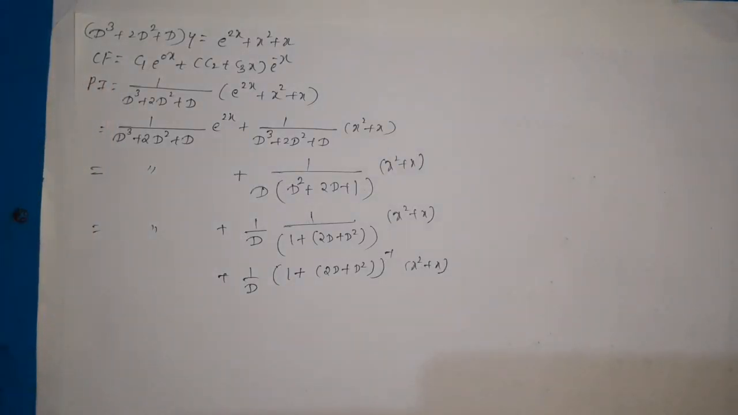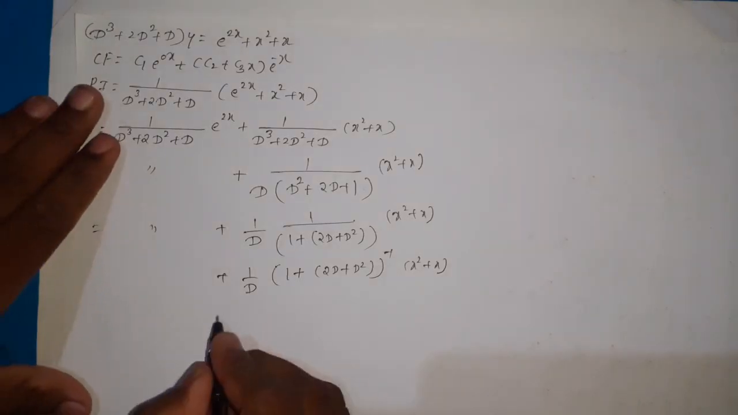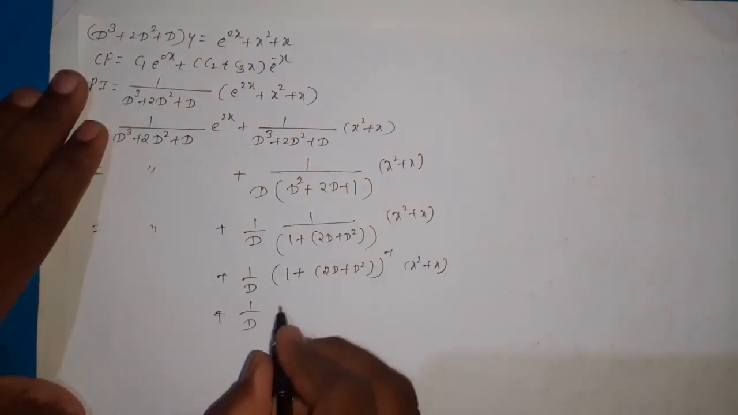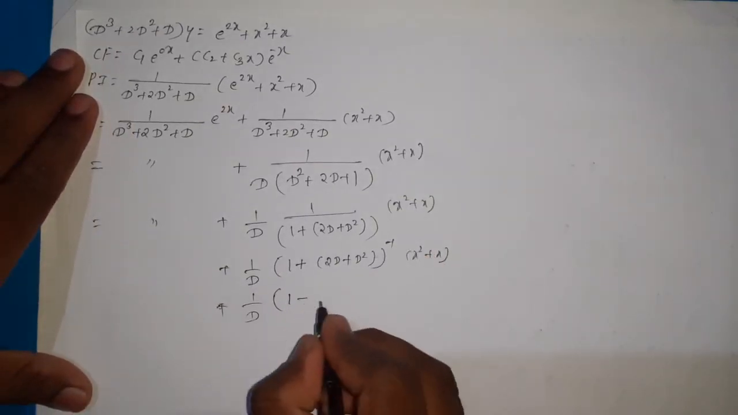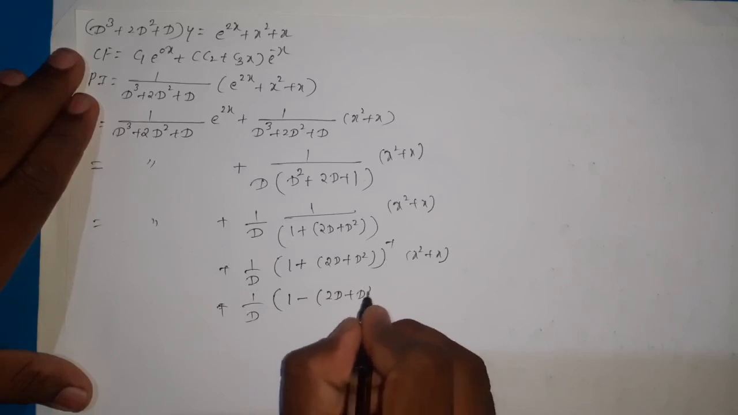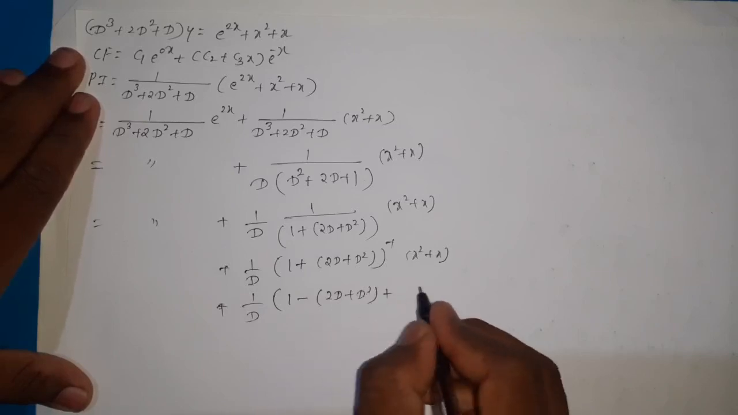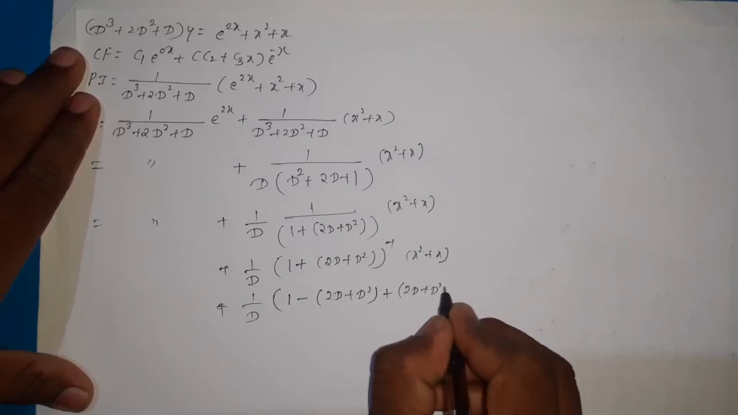So here in the given function the highest power of x is 2, so therefore in the expansion also we have to consider the highest power of D equal to 2, and the remaining terms should be excluded, because the highest power of D should be equal to 2 only. Then it is 1 divided by D into 1 plus x whole power minus 1, that is 1 minus x, right, plus x square, that is 2D plus D square whole square.